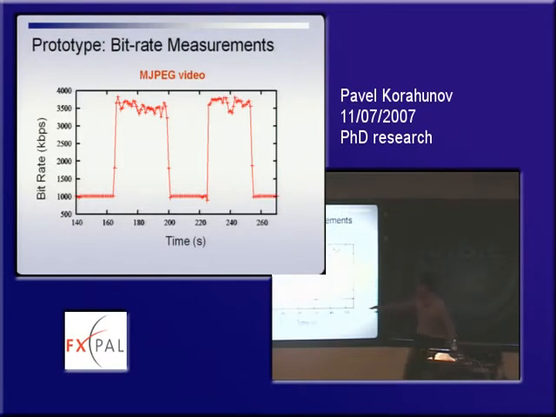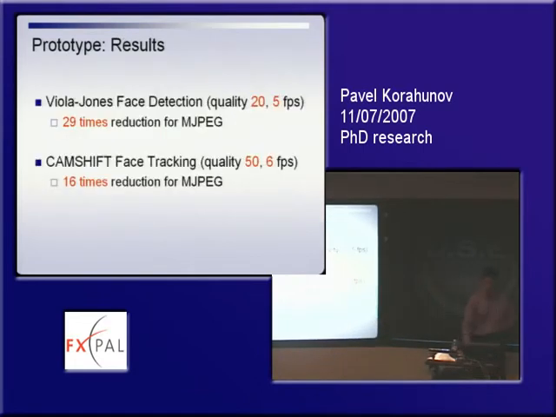When there's nothing happening in the system, it always stays in observe mode, and that means the bitrate is small. Overall, if we use quality 20 and 5 frames per second for face detection, we get a 29 times reduction in bitrate for MJPEG. And for face tracking, with quality 50 and 6 frames per second, it's a 16 times reduction of the video bitrate in MJPEG.